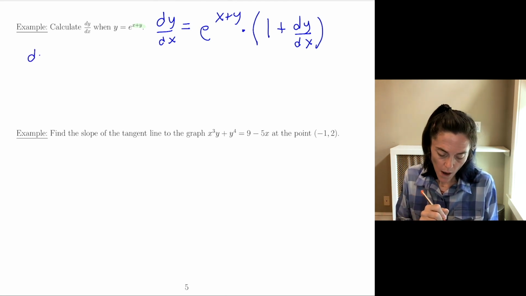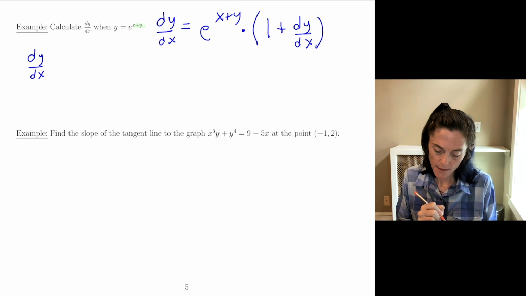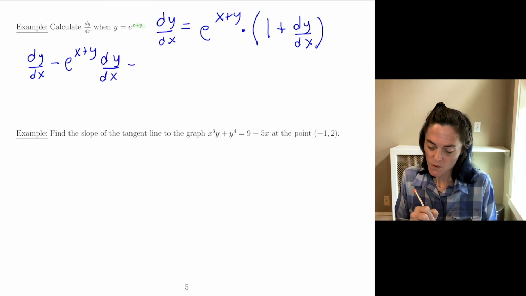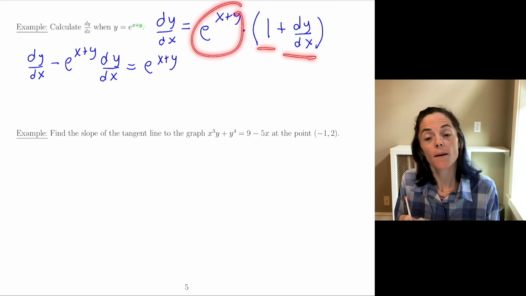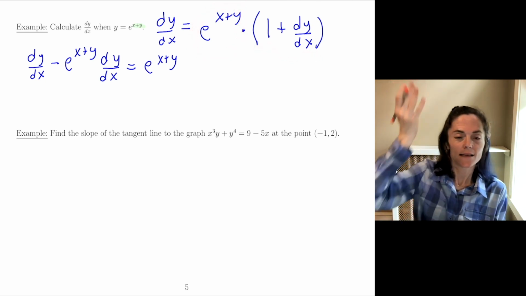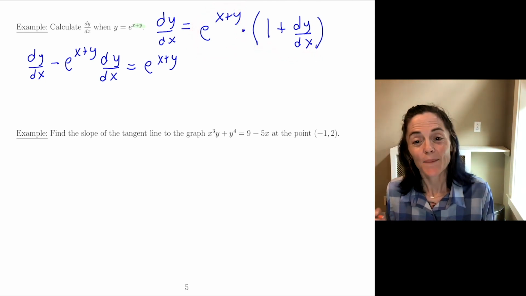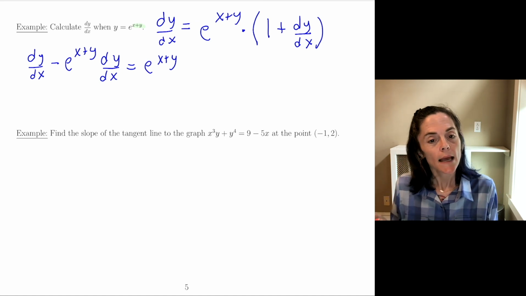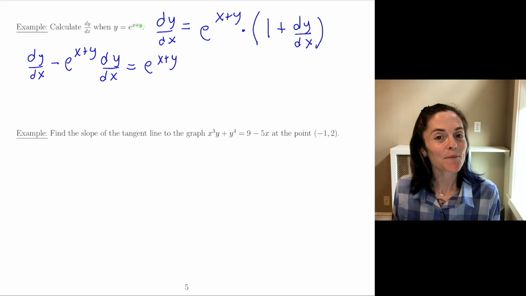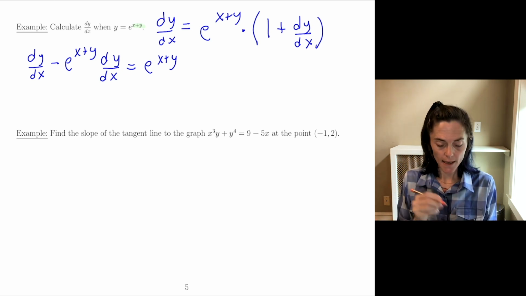So I have a dy/dx, and then I will have minus e to the x plus y times dy/dx. And this will just equal e to the x plus y. What I did here is you can distribute this across the sum and then subtract e to the x plus y times dy/dx from both sides. Now you see my left-hand side, I am ready to factor out dy/dx.